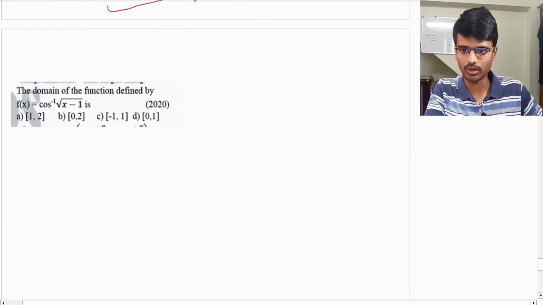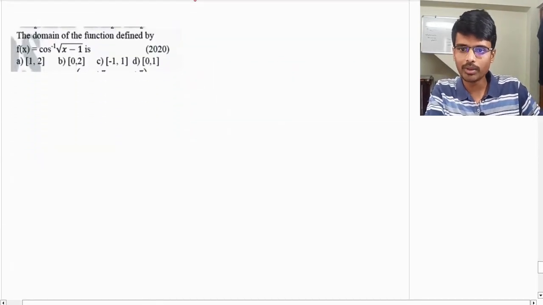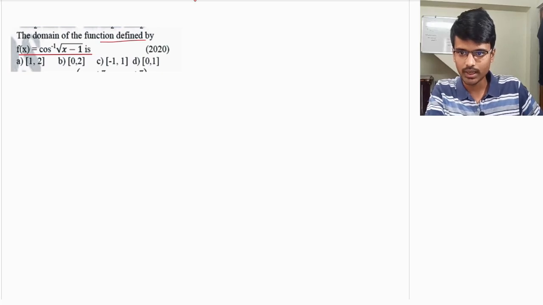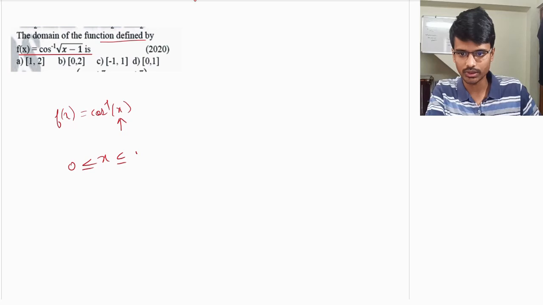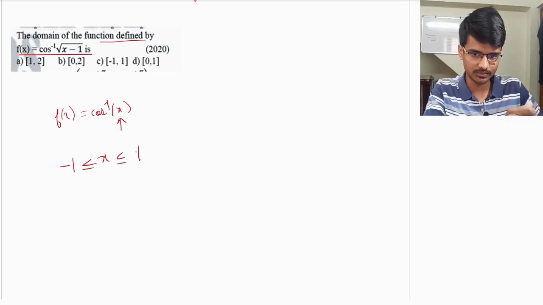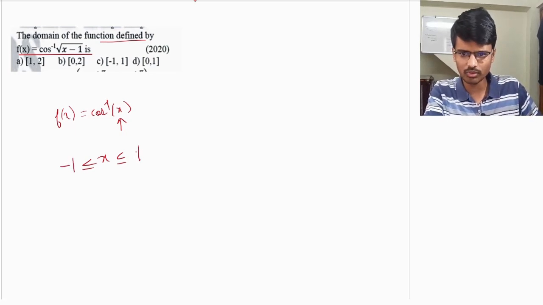Okay. Moving on. The domain of the function defined by f of x equal to cos inverse of root 2x minus 1. They are asking us, what is the domain of simple cos inverse of x? Domain is nothing but what values x can take. Sorry, not 0 to pi, that is the range. Domain, x can take values from minus 1 to 1. Everyone agrees? So they are asking us the same thing for root of x minus 1.